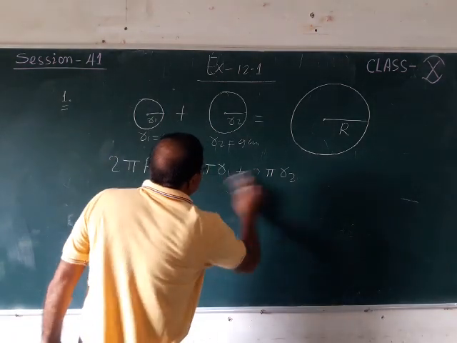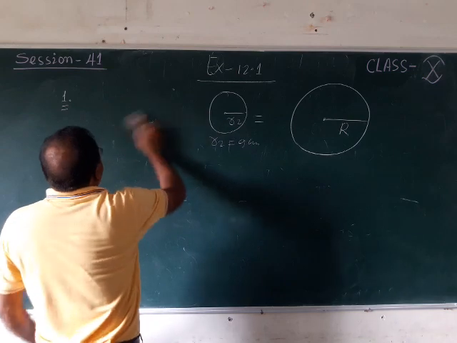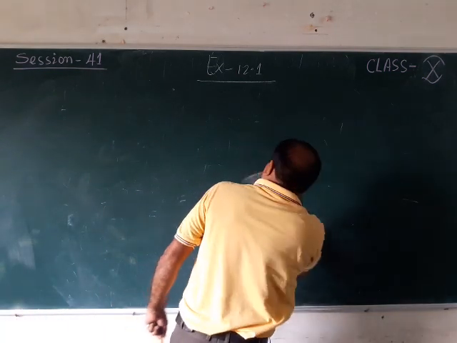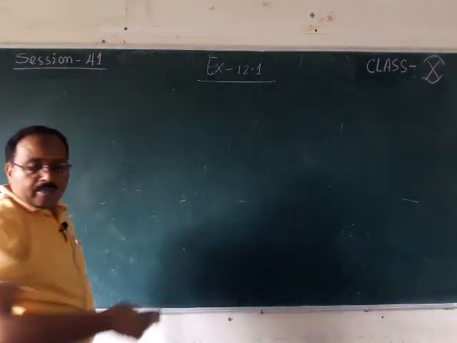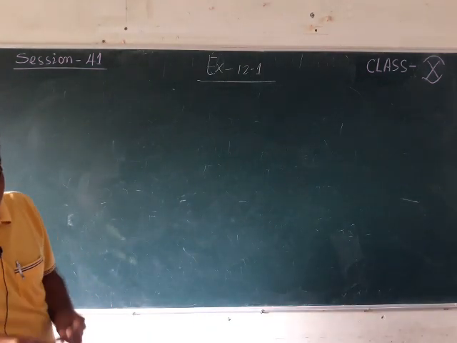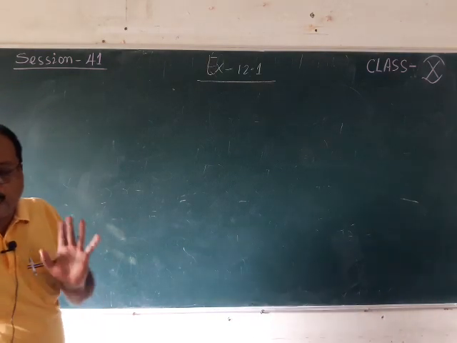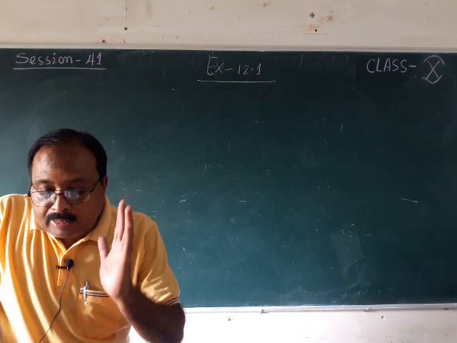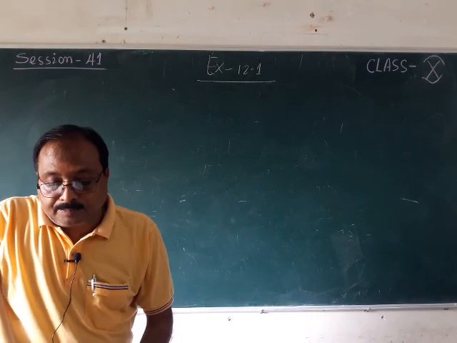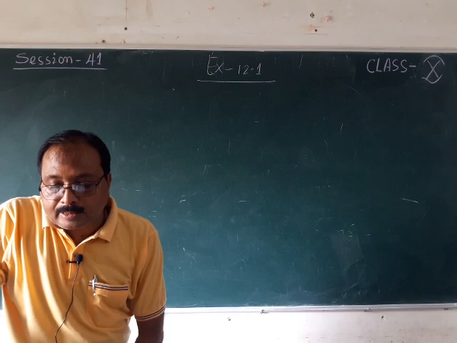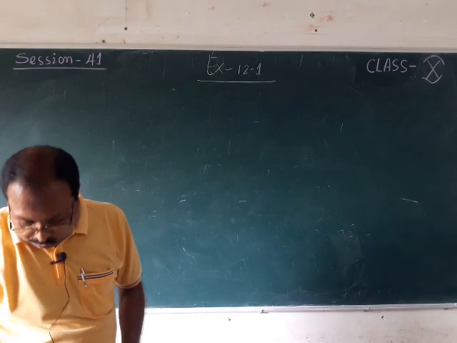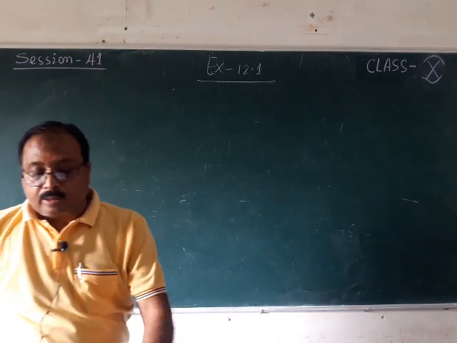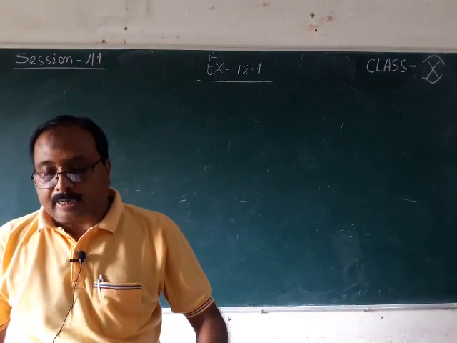Now let me see question number 2 over there. Question number 2 is also there, that you can do. So look at question number 2. The radii of two circles are 8 centimeter and 6 centimeter respectively. This time they are talking about area. Find the radius of the circle having area equal to the sum of the areas of these two circles.